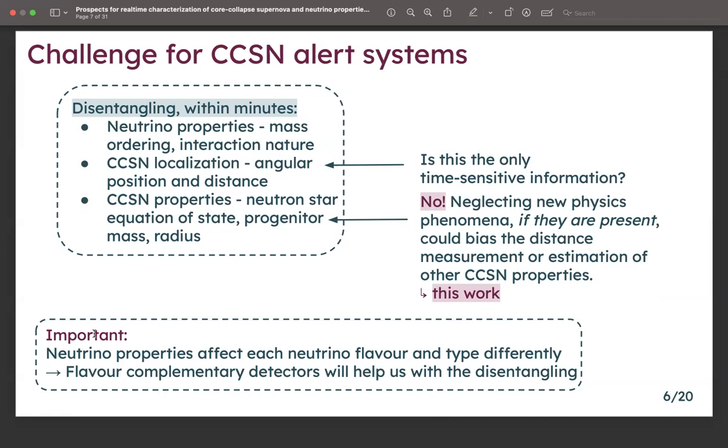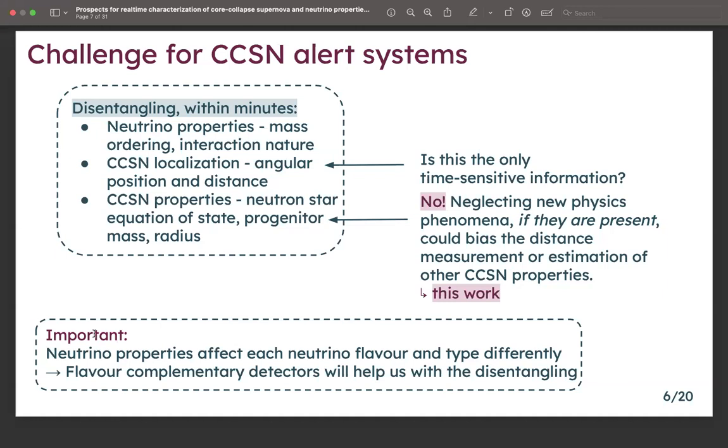So if what we want is to estimate the position in the sky in order to pass on this information to telescopes, it would seem that the most urgent thing to do is localize the supernova. But here we have to be careful, and this is one important topic that I will talk about in this talk, and it's that neglecting new physics phenomena, if they were present, could bias this distance measurement. And now I'm just saying it, but later I will show it for sure.